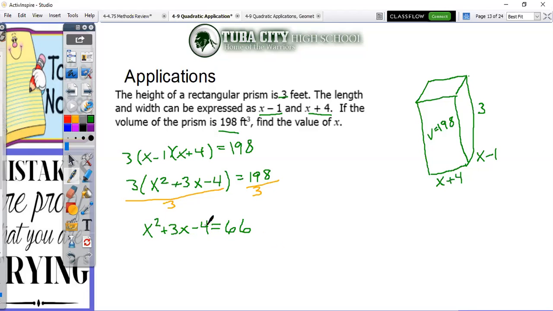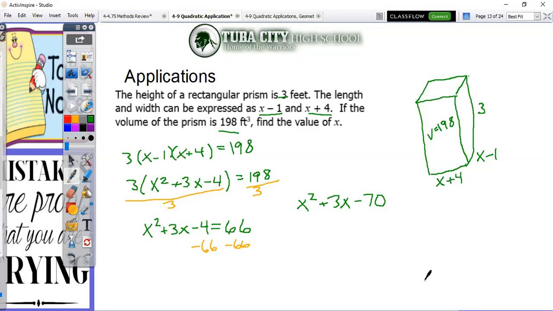And now I have to move everything to one side. So I'm going to go ahead and minus 66 from both sides. And that will have the effect of moving everything to one side. And this would be -70.